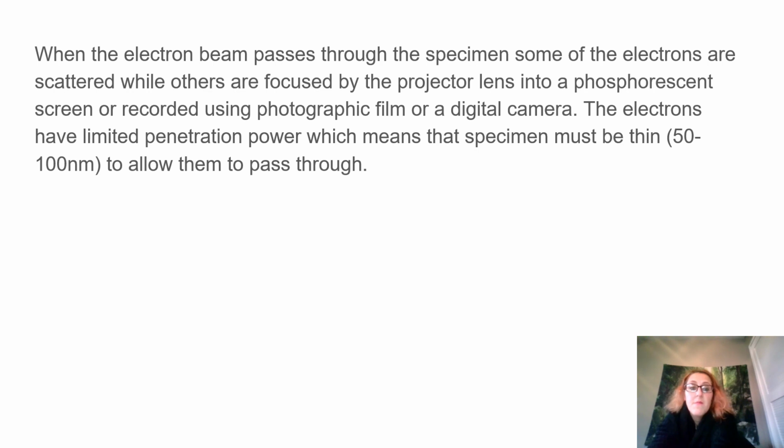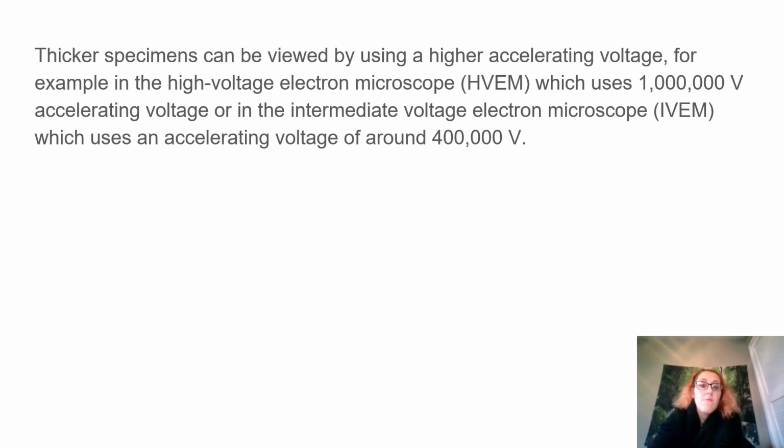The electrons have limited penetration power, which means that the specimen must be thin, 50 to 100 nanometers, to allow them to pass through. Thicker specimens can be viewed by using a higher accelerating voltage, for example in the high voltage electron microscope, HVEM, which uses 1 million volts of accelerating voltage, or in the intermediate voltage electron microscope, IVEM, which uses an accelerating voltage of around 400,000 volts.